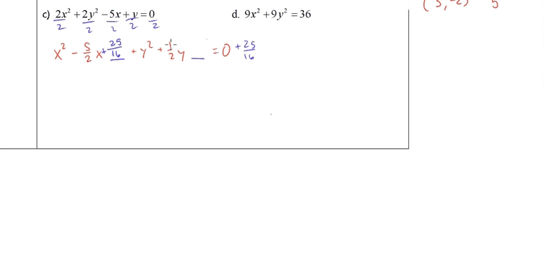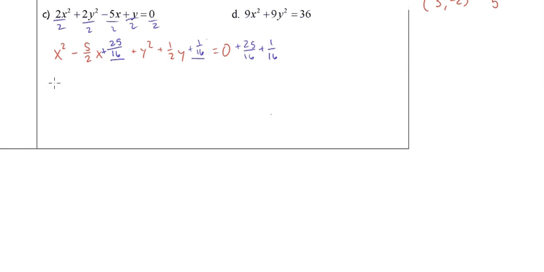Over here we have 1 half. Half of 1 half is 1 fourth, and 1 fourth squared is 1 sixteenth. All right, add 1 sixteenth to the other side as well. And now we have our perfect squares.